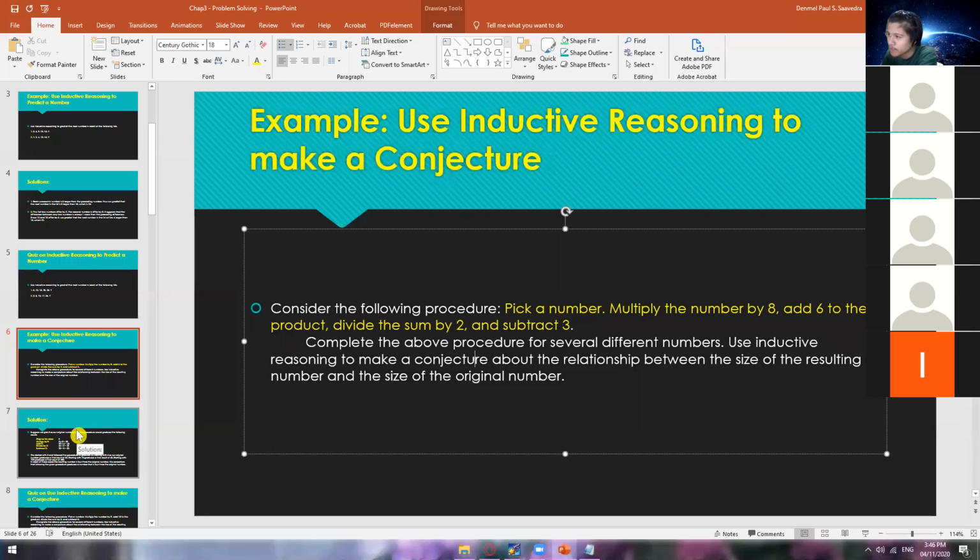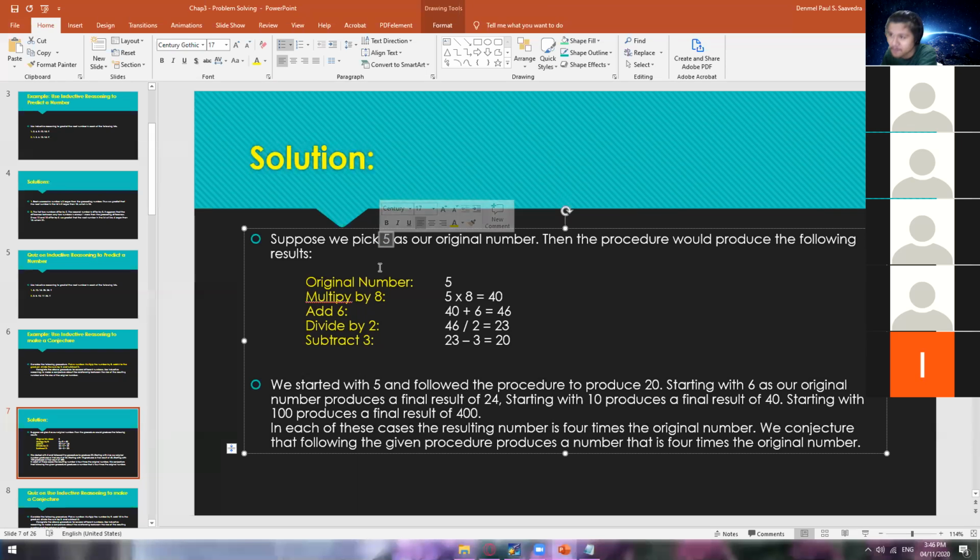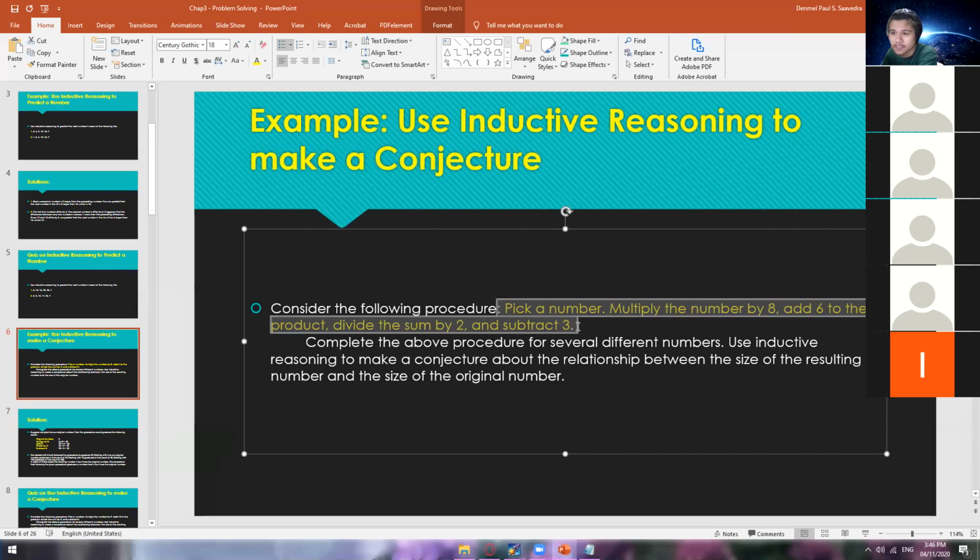Of course, we already have the solution here. Let's say we assume that we pick the number 5, just for us to have a common result. Then the procedure would produce the following results. The first one is the original number, and then multiplying it by 8. So 5 times 8 is 40, and then 40 plus 6 is 46. 46 divided by 2 is 23. 23 minus 3, I'm sorry, not divide, 23 minus 3 is 20. So as you can see right here, you started from 5 and ended with a result of 20 by following those 5 steps.